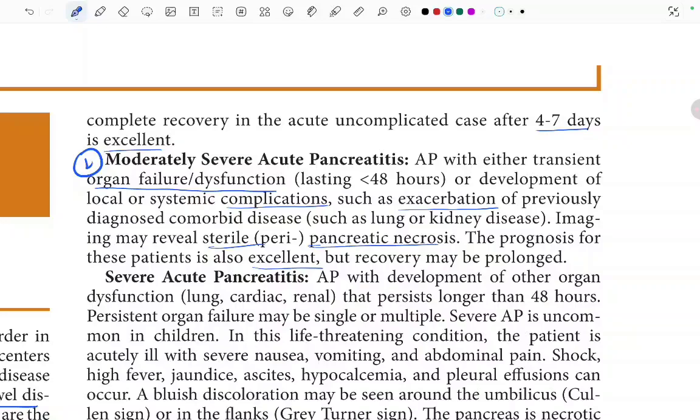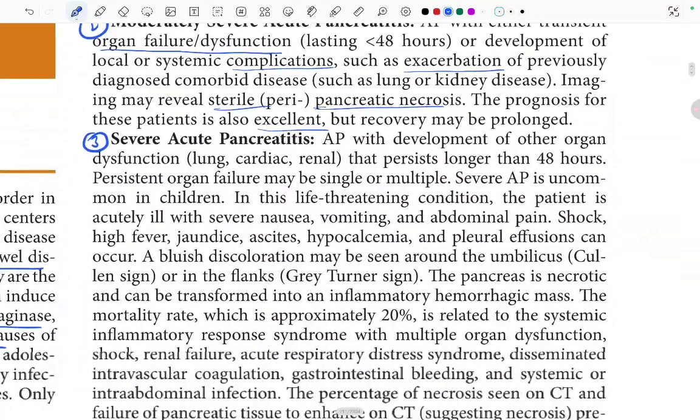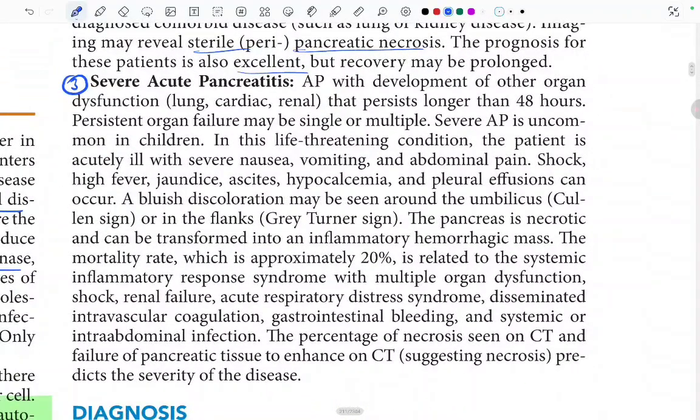Now, severe acute pancreatitis is pancreatitis with development of other organ dysfunction. We call it severe when there is development of any other organ dysfunction, lung, cardiac or renal, that persists longer than 48 hours. Persistent organ failure may be single or multiple. Severe acute pancreatitis is uncommon in children. Very uncommon in children.